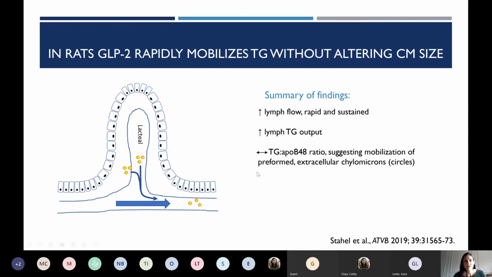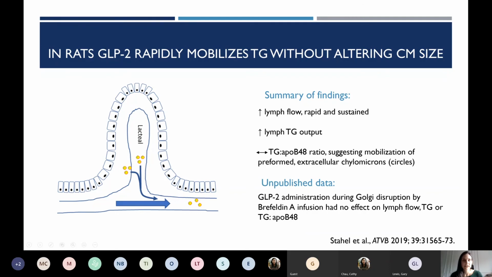In contrast to glucose, where we saw an increase in the ratio of TG to ApoB48, here we're not seeing any change in the ratio. So this is suggesting that the chylomicrons are not changing in size between GLP-2 and placebo. So this suggests that there's mobilization of these preformed extracellular chylomicrons.